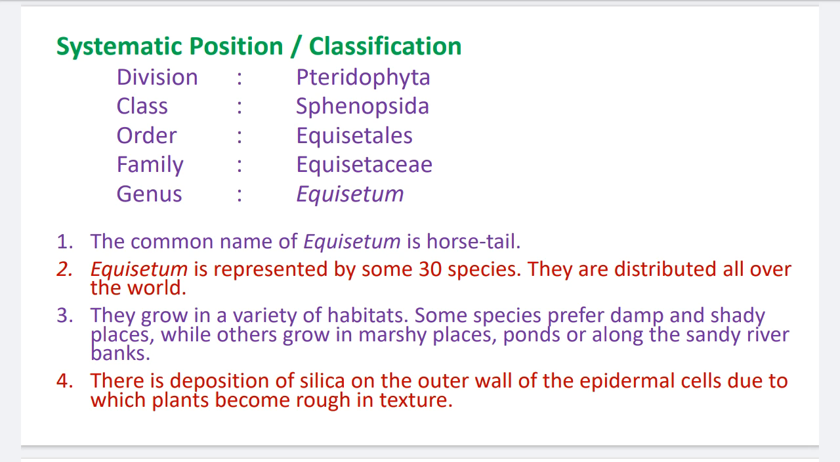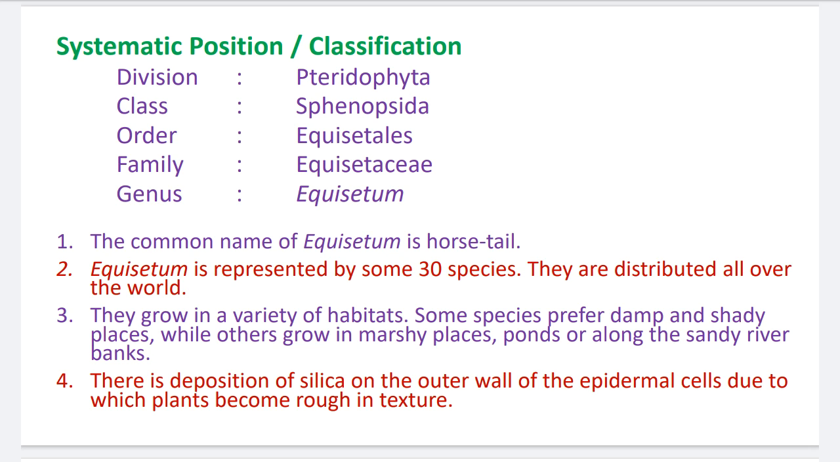Number 2. Equisetum is represented by some 30 species. They are distributed all over the world. The occurrence of the Equisetum is cosmopolitan. It can occur everywhere in the world, and there are 30 species.